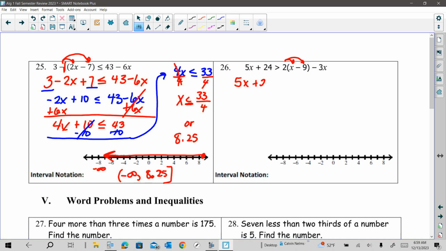Hopefully when you distribute, you get to here: 5x plus 24 is greater than 2x minus 18 minus 3x. And then you have your like terms on the right side, so you're going to have to combine those. Don't forget your sign. All right, so try that. You should end up with x is greater than negative 7. Because it's just greater than negative 7, it's an open circle pointing to the right.